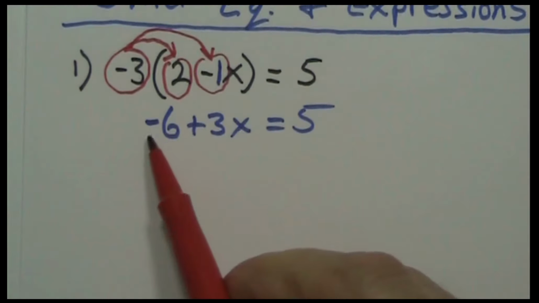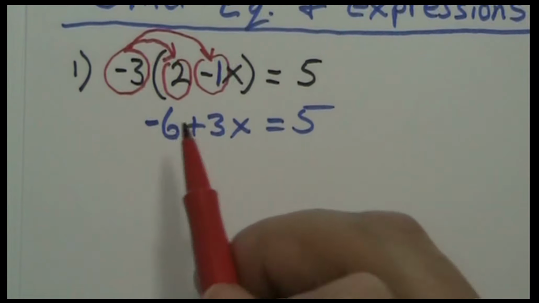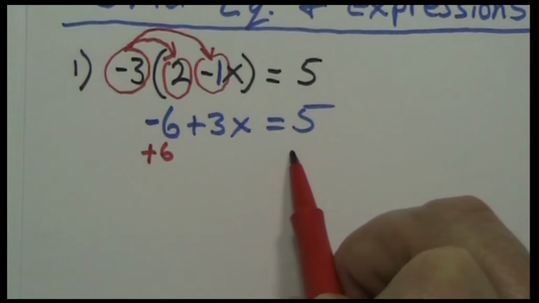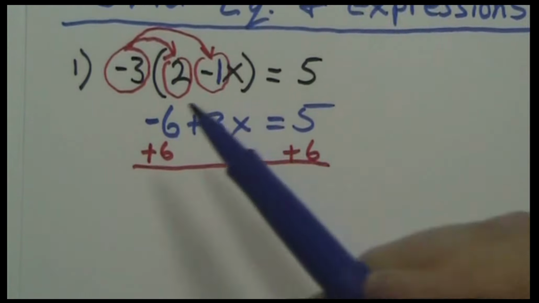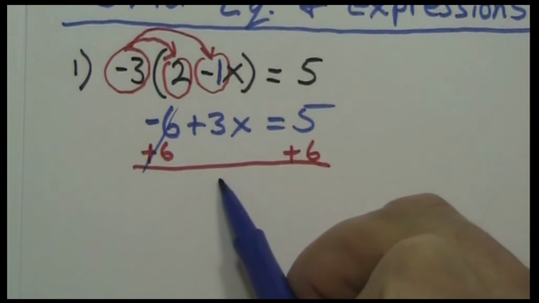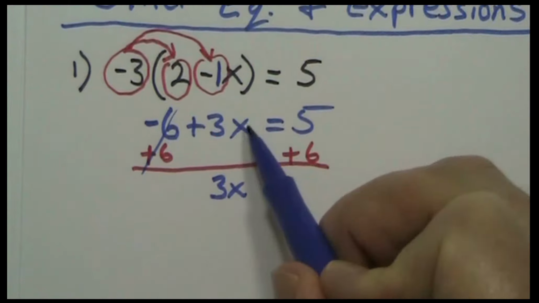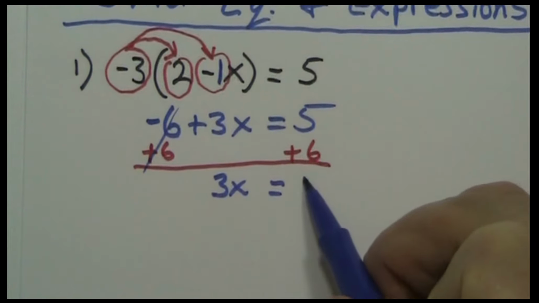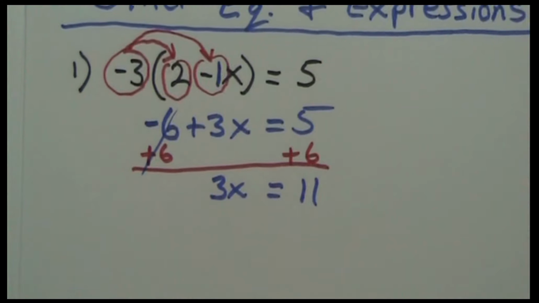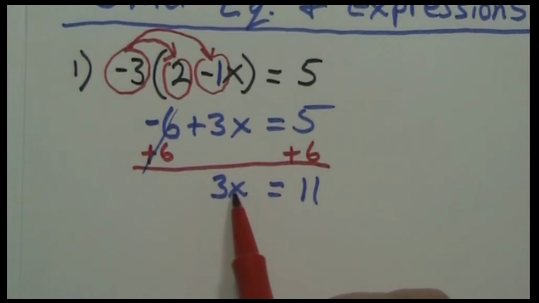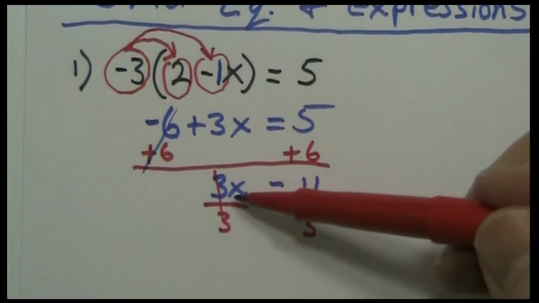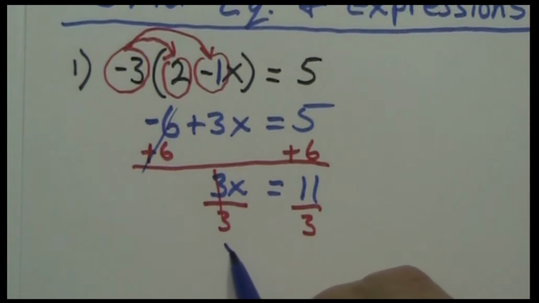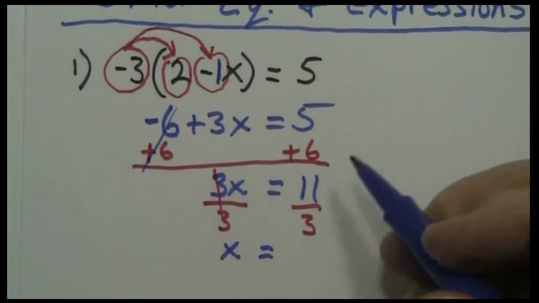Okay, this is a two-step problem. Let's get rid of the constant, -6, so I will add 6 to both sides. That leaves me with 3x, because this is 0. 3x equals 5 and 6 makes 11. Next, I want to get rid of the 3. This is times, so I divide both sides. And see, this will become just 1x. So this is x equals 11/3.